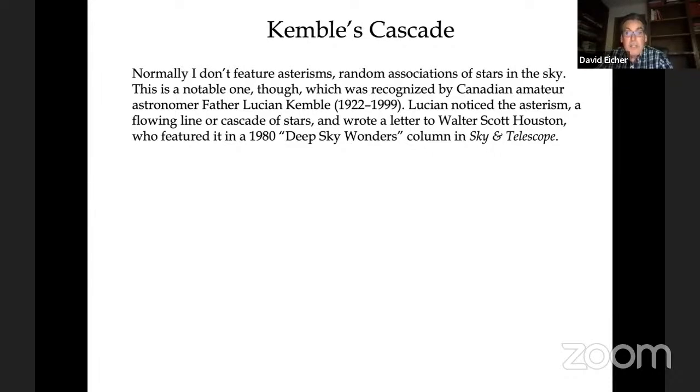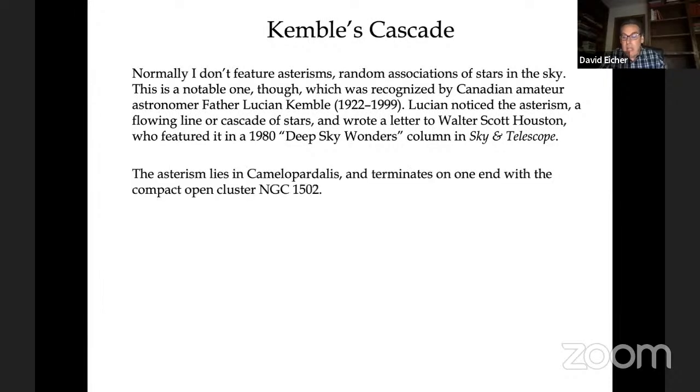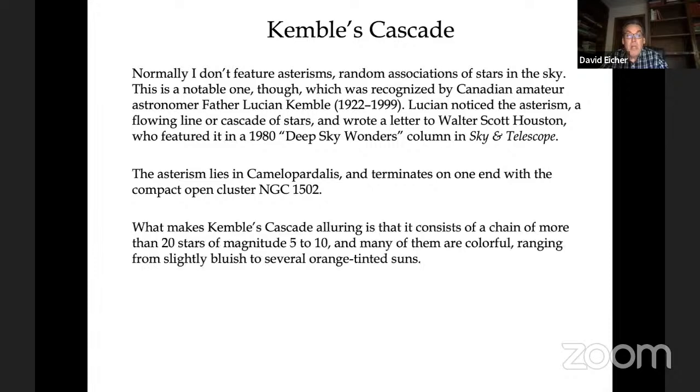Deep Sky Wonders in Sky and Telescope, about a very notable sort of flowing line or cascade of stars that he saw in the constellation Camelopardalis. This came to be called Kemble's Cascade, as a very nice and bright and fairly large asterism. It spans about 3 degrees across overall. It terminates on one end with a very nice and bright, compact open cluster, NGC 1502.